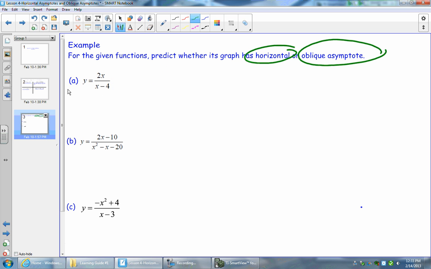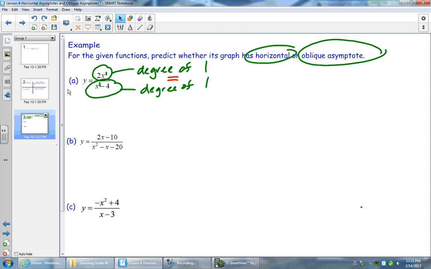Next, you want to take a look at the degree of the numerator and the denominator. The numerator term has a degree of 1. When you're looking at the degree, you're looking at the exponent on the variable. Same with the bottom here. The bottom also has a degree of 1 because this x has a power of 1. So we have a degree of 1 on the top and also a degree of 1 on the bottom. These are equal.